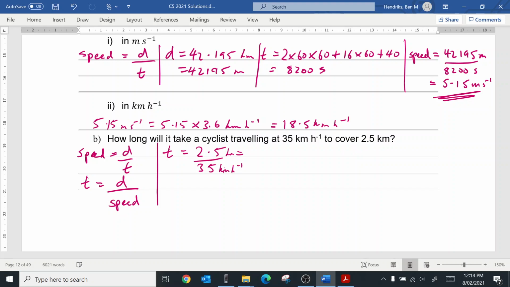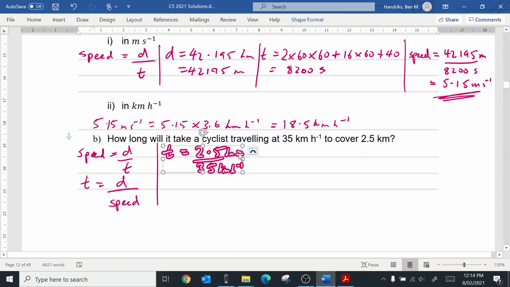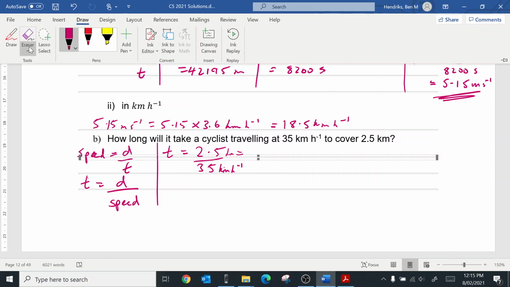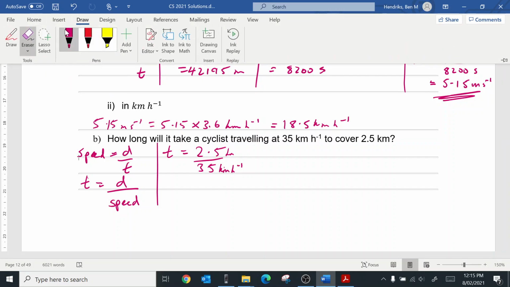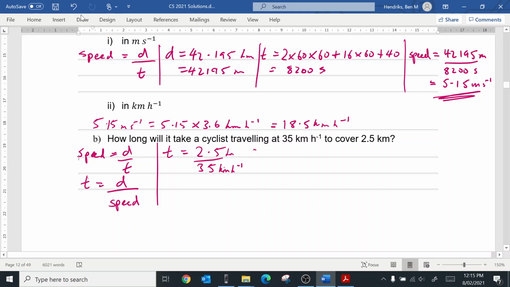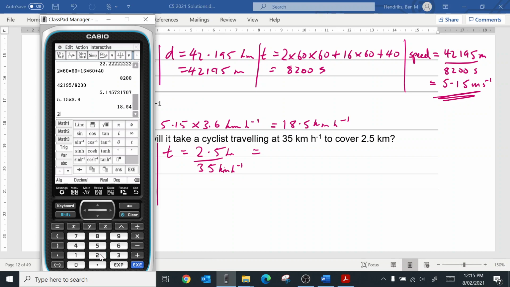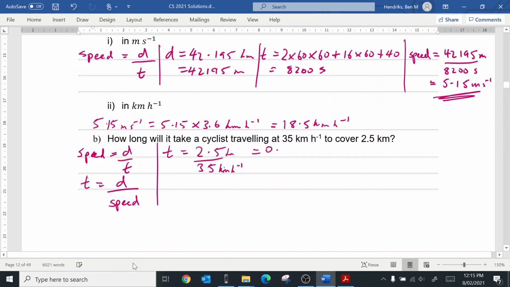Let me get an eraser, erase that, and put in my equal sign. Okay, let's get our calculator out. 2.5 divided by 35 is equal to 0.0714 hours.